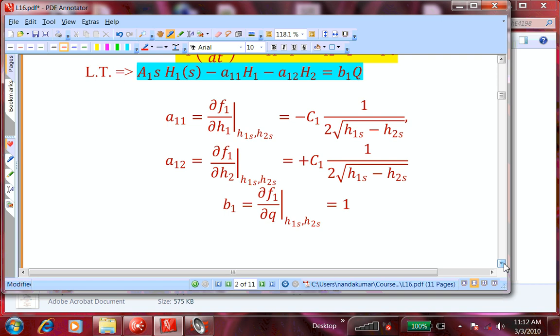Repeat this thing. A21S equals DIFF F2 with respect to H1. I'm just looking at the keyboard, so A22S equals DIFF, F2 with respect to H2, and B2S. I'm using the S just to indicate that it's a symbolic expression. I want to differentiate it from a numerical one later on. Okay? It's going to be DIFF, F2 with respect to Q. Okay? Now, let me save this. And then execute one more time.